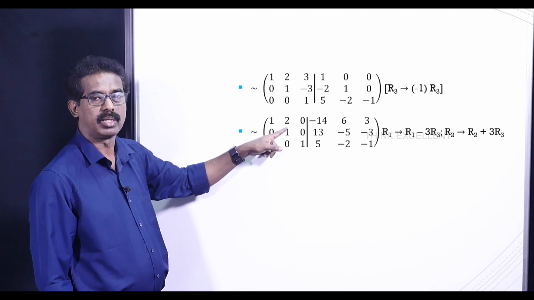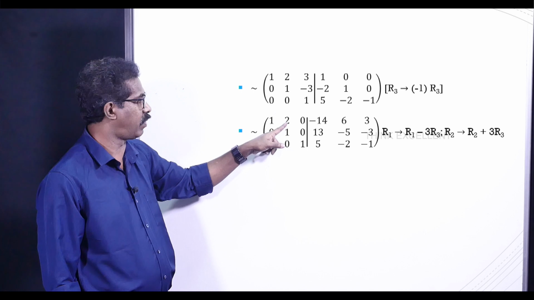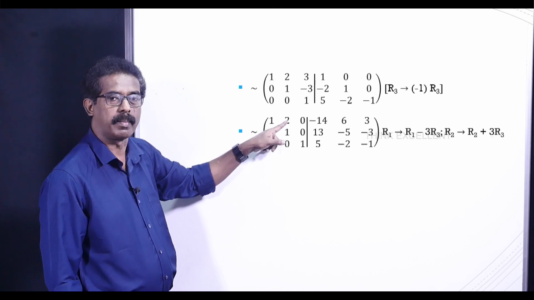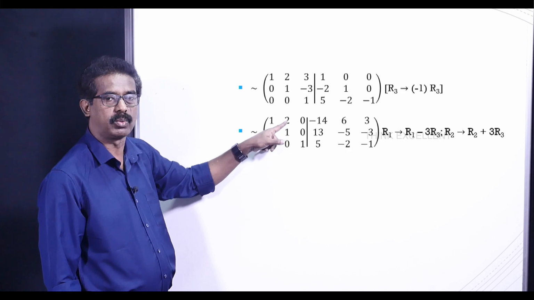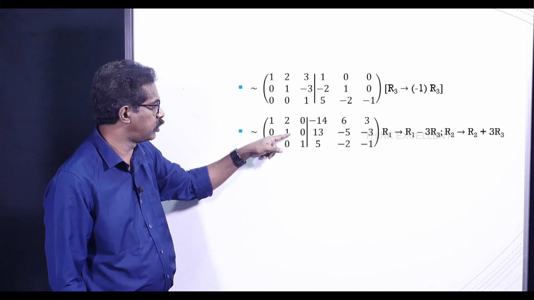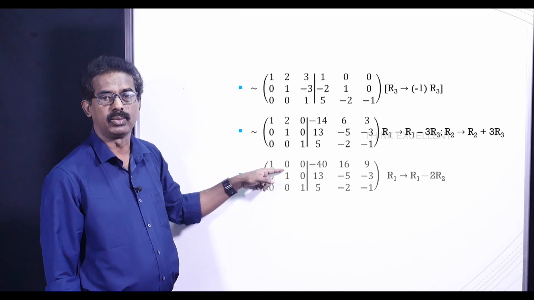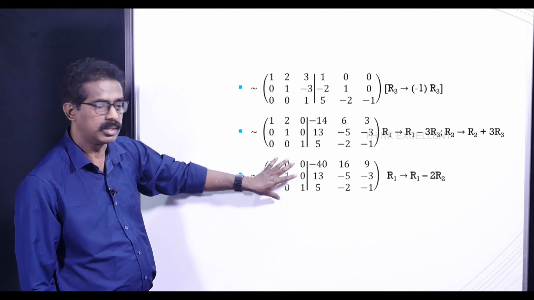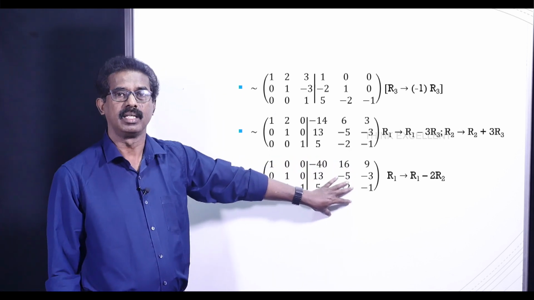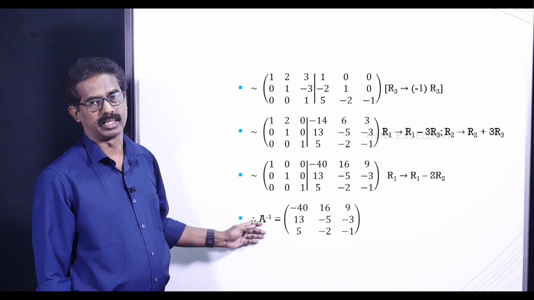Now, still one more. This 2 we want to make what? 1. Sorry, 0. For that, make use of this one. So what you have to do? 2 minus 2. Right? So R1 is R1 minus 2 times R2. Multiply by 2, then you subtract this. So when you do that, this becomes the unit matrix. And what you get here, that is the inverse. Okay, so you are getting A inverse like this.